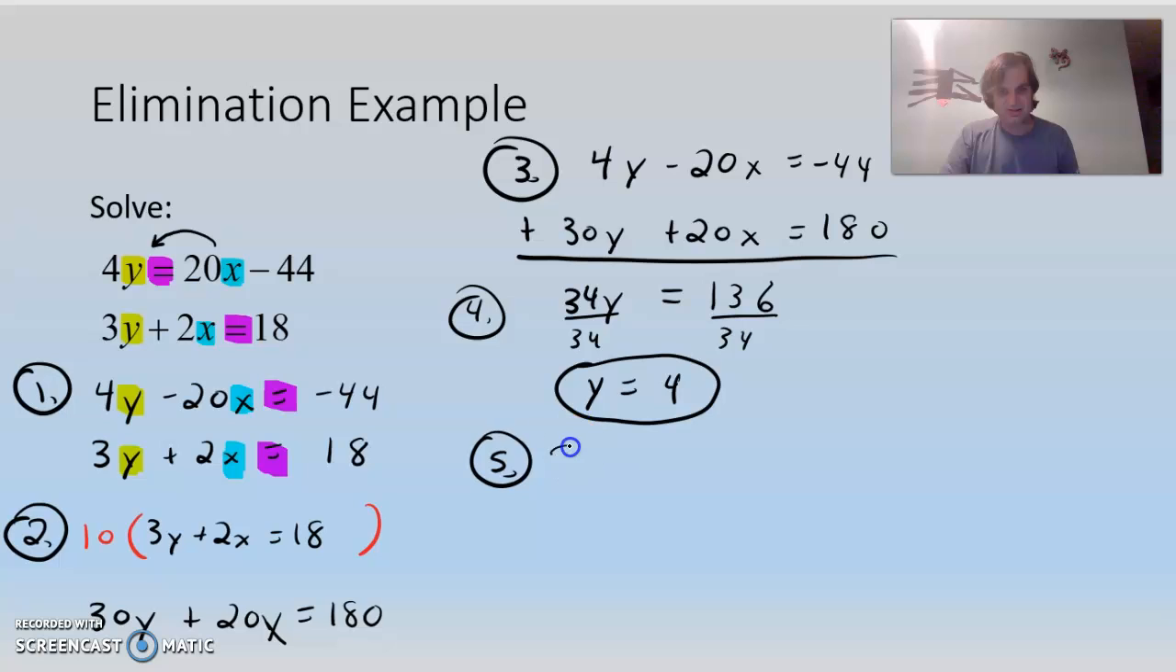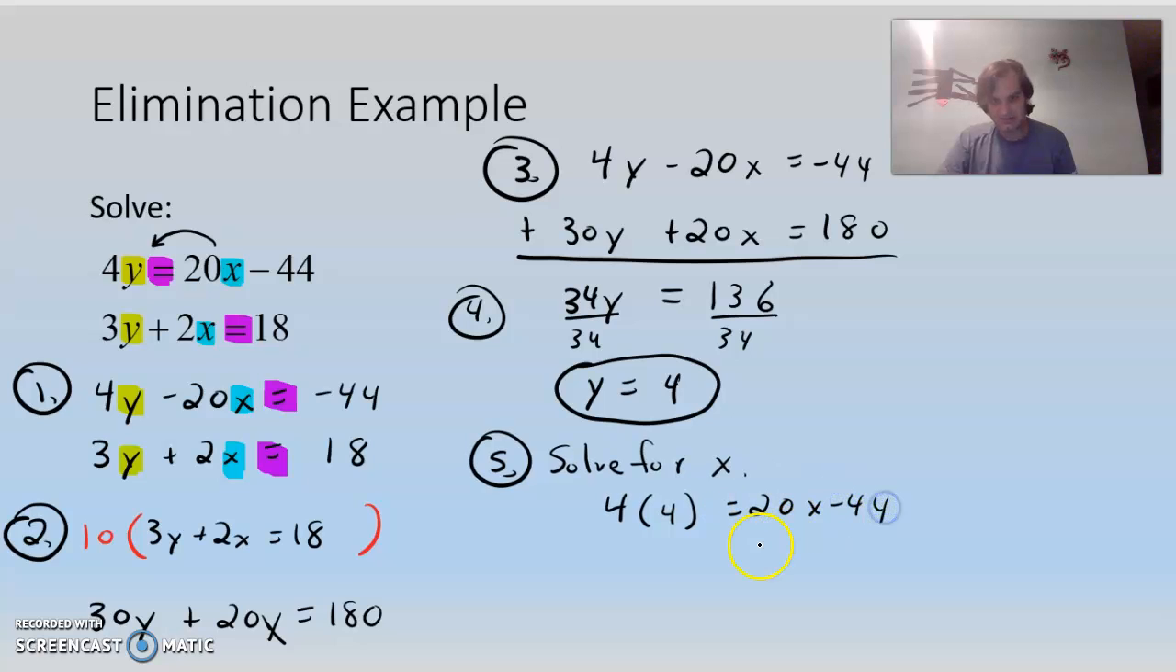And then step 5, I'm going to solve for x by using that y equals 4. So let's take the first one, why not, 4y. So we'll take 4 times 4 equals 20x minus 44. In cleaning that up, we'll have 16 equals 20x minus 44. We'll add 44 to both sides.